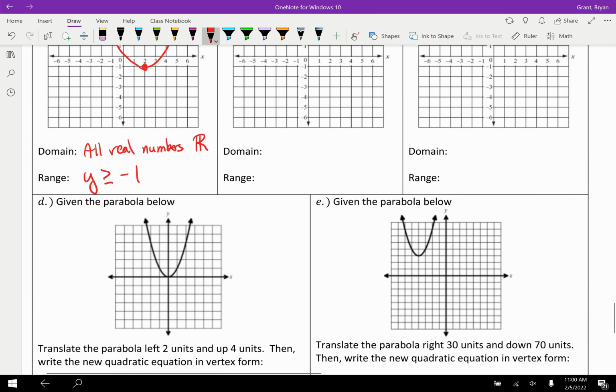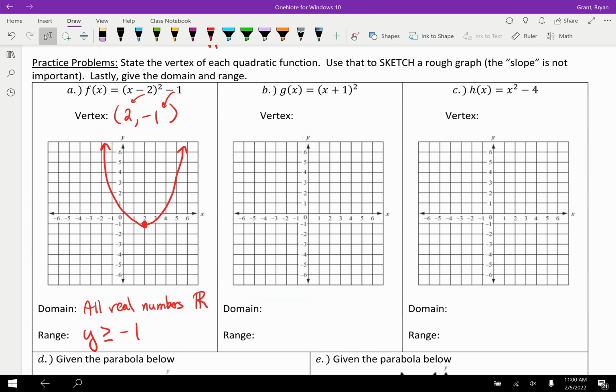So go ahead and try these last 4. If you get stuck anywhere, unpause and skip to that part. And I'm excited to watch your success. Ready, set, go.